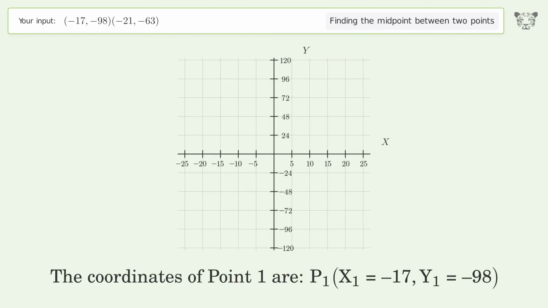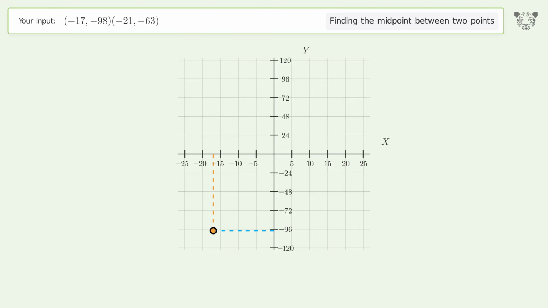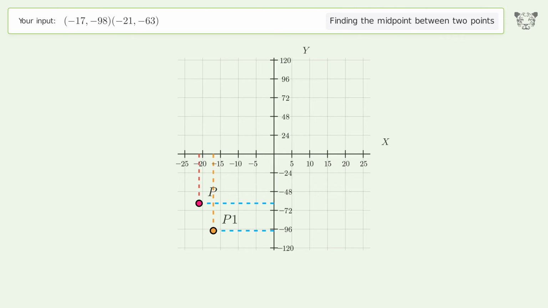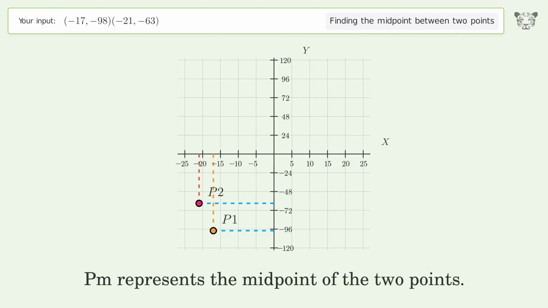The coordinates of point 1 are, x1 equals -17, y1 equals -98. The coordinates of point 2 are, x2 equals -21, y2 equals -63. PM represents the midpoint of the 2 points.